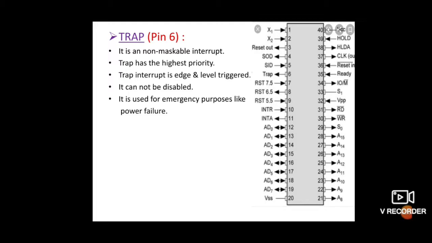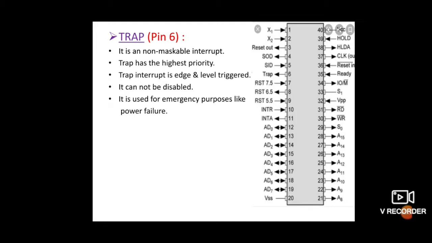These 5 pins are hardware interrupts, and the first, TRAP pin, is the highest priority, then second is RST 7.5, third is 6.5, fourth is 5.5 and INTR is the lowest priority. I will explain this topic later. Okay. Now TRAP has the highest priority. The TRAP interrupt is edge and level triggered. First, it is non-maskable, so it is unaffected by any other interrupt.